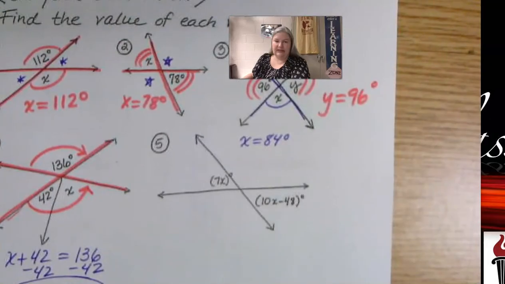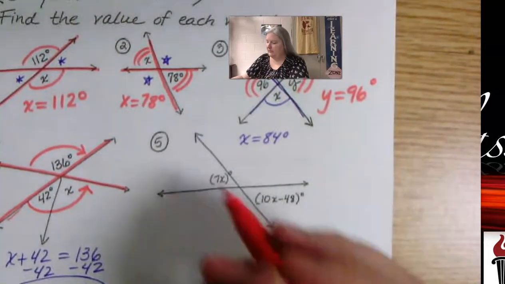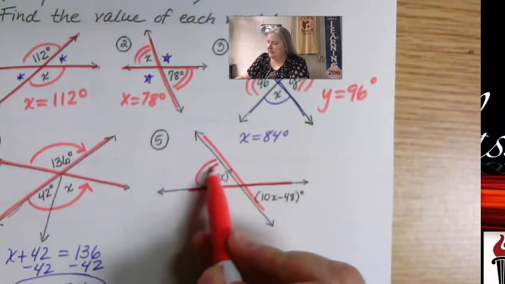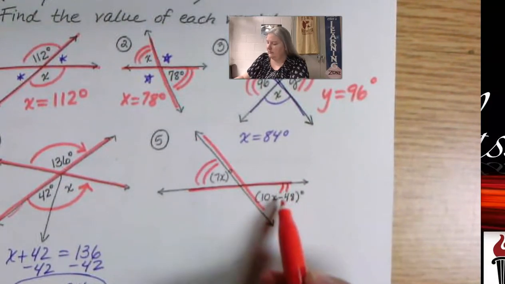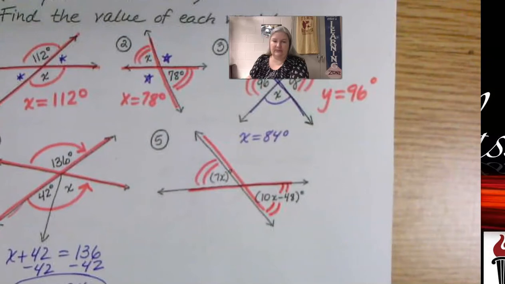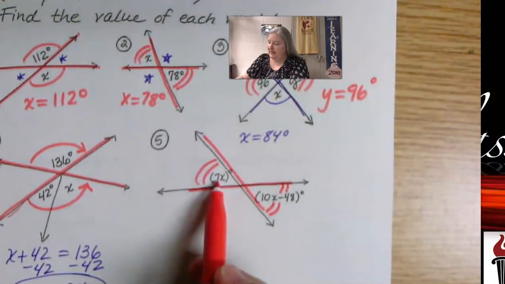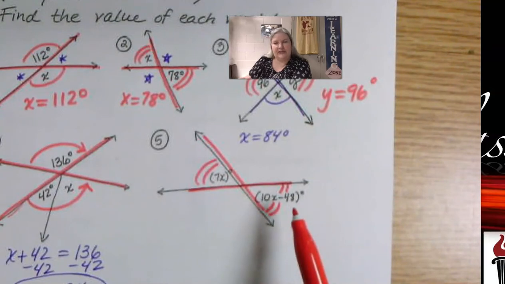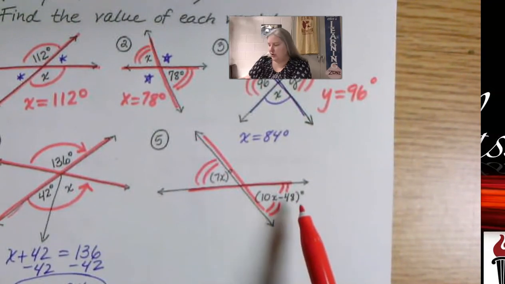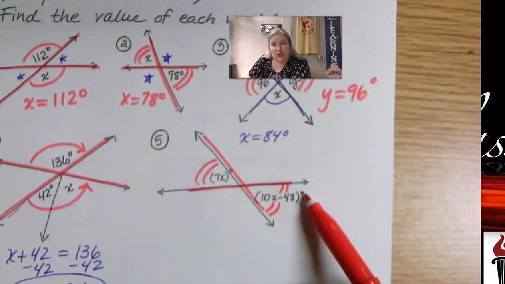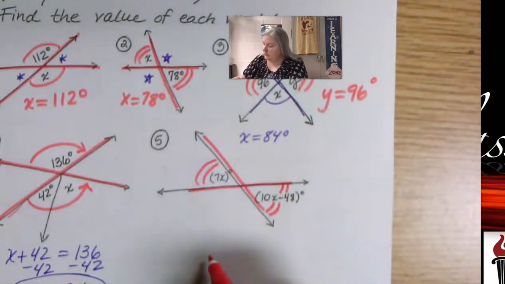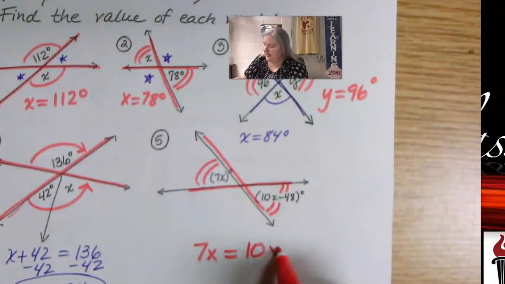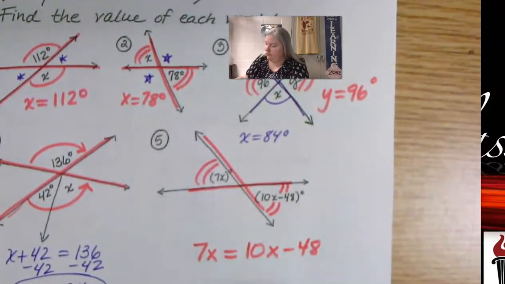Okay, last but not least here, we have another pair of vertical angles. Here's my X shape. And this side over here are vertical angles. So that means that 7x has to be equal to 10x minus 48 degrees. Don't be thrown off by these parentheses. The parentheses are just there to show you that that little degree symbol applies to the whole thing. That's just sort of a technical thing we have to do. So 7x has to equal 10x minus 48 here.